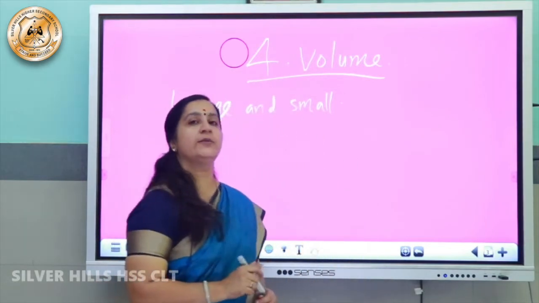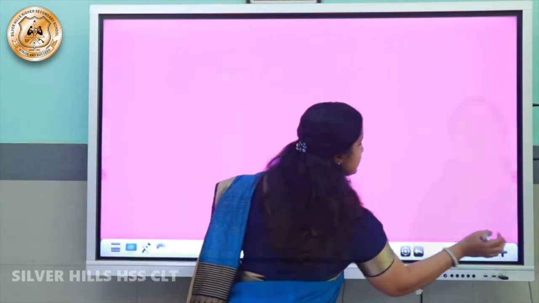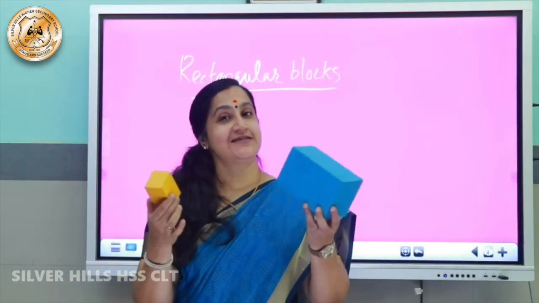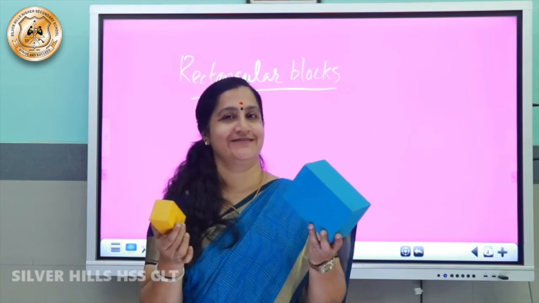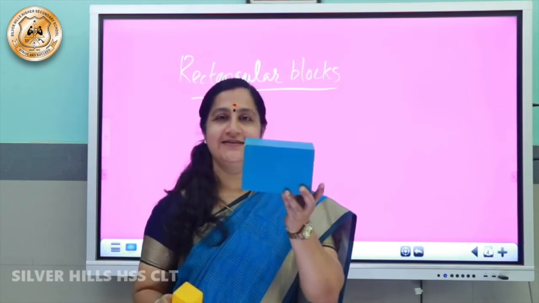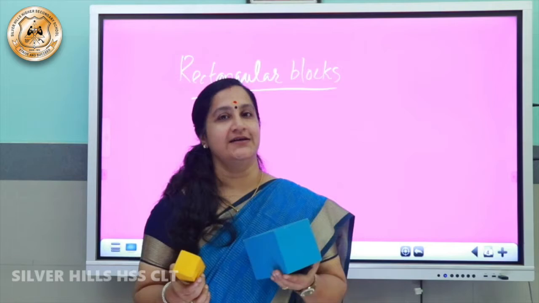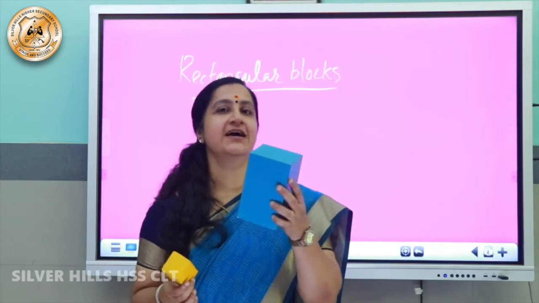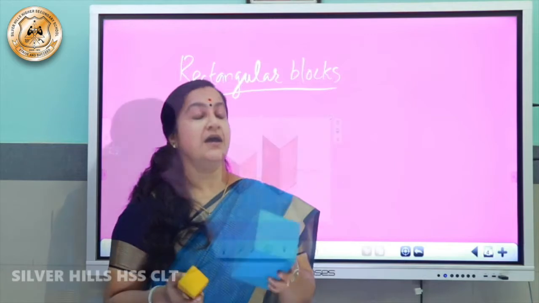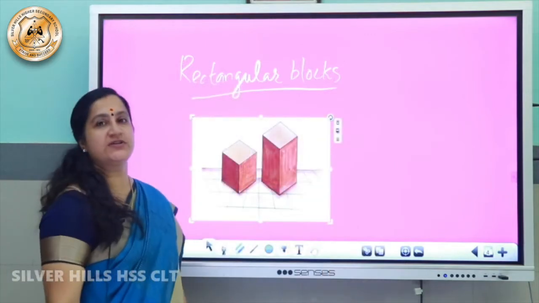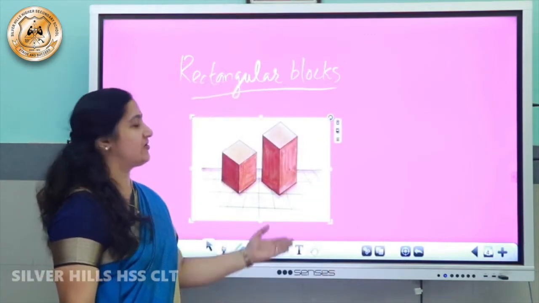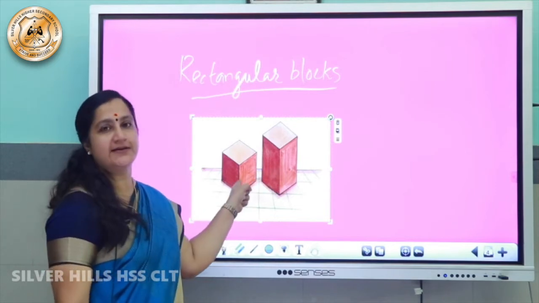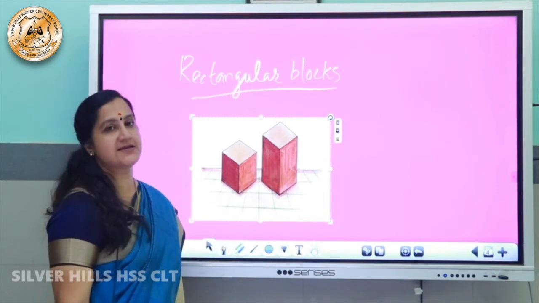Next, what about rectangular blocks? See these two rectangular blocks. It is very easy to identify. This is smaller than this. So, it can hold more. So, this is larger, isn't it? What about this picture? Here also it is very easy. This one is bigger than this. So, this is larger.